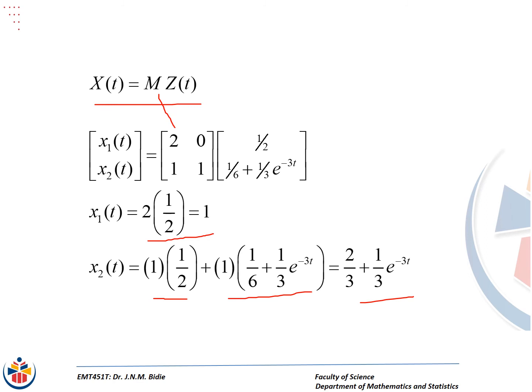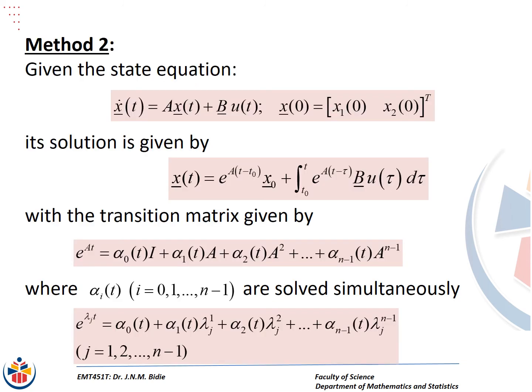This is just using the first method. Now we have to go to the second method of solving these problems. The second method does not require a change of variables. We need to know that. The first one changes variables. X is equal to mz, and b must be equal to m inverse times the small letter b, and z of 0 must be equal to m inverse times x of 0. Here, there are no change of variables whatsoever.